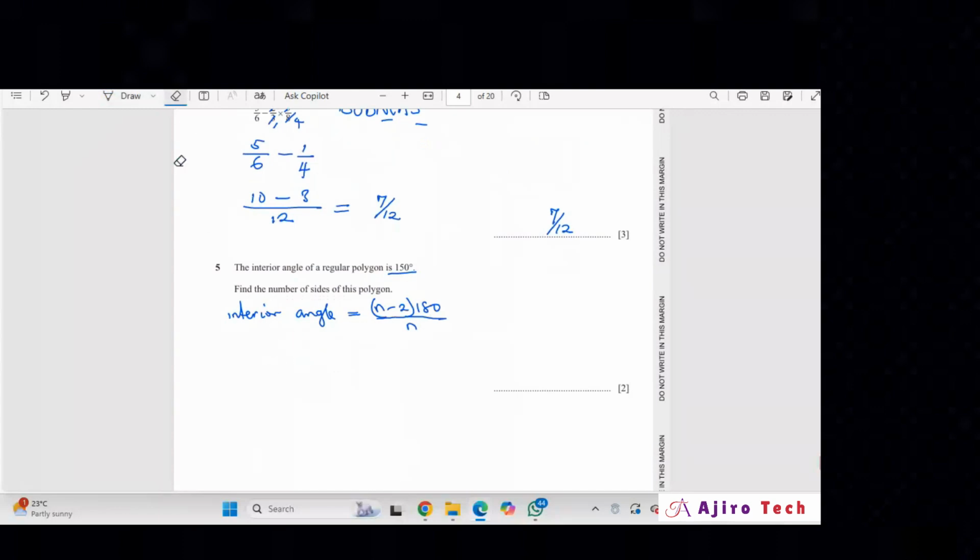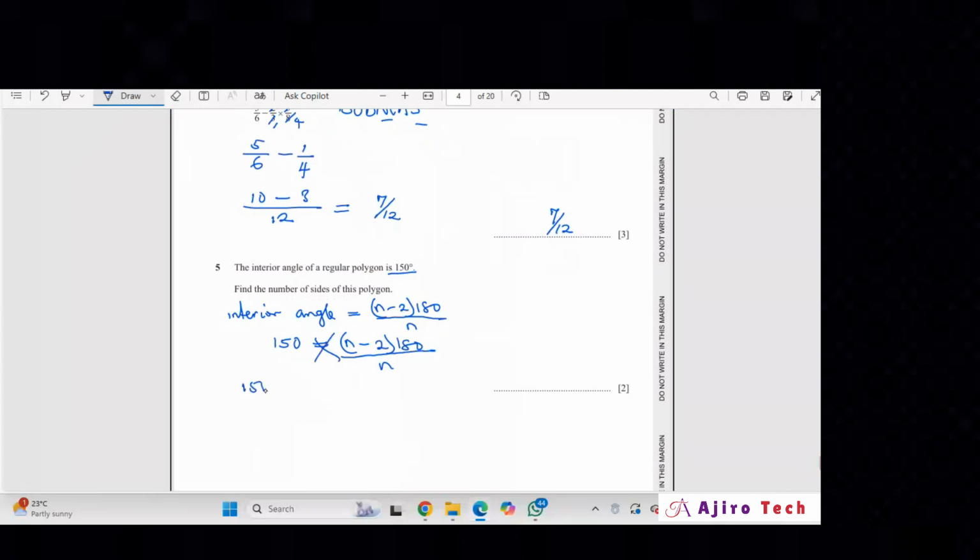Let me write it very well. So the interior angle here, 150, is equal to, we're looking for n, so it will be (n minus 2) over n, times 180. So let's cross multiply. If we cross multiply here, we're going to have 150n is equal to (n minus 2) bracket 180. Now you can as well open the bracket.